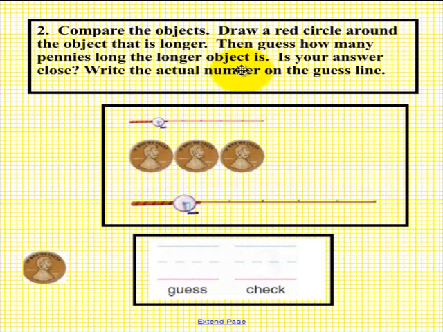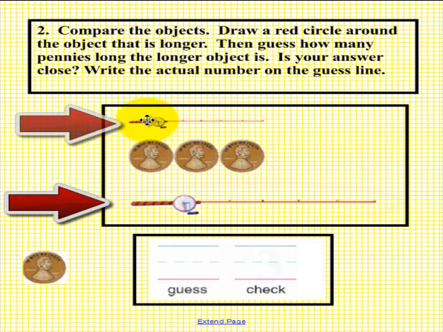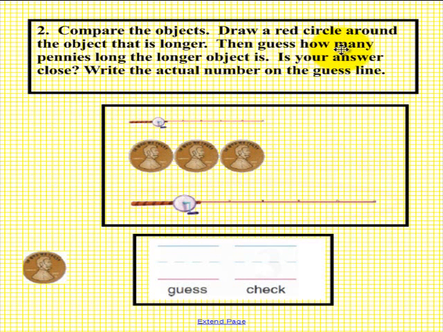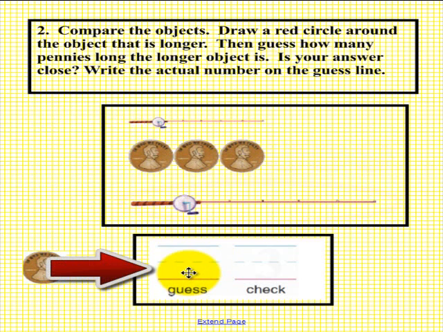Problem 2. We're going to compare the objects. We want you to pick up a red pen when told to and draw a red circle around the object that is longer between these two. Then, guess how many pennies long the longer object is. Is your answer close? Write the actual number on the guess line right down here.